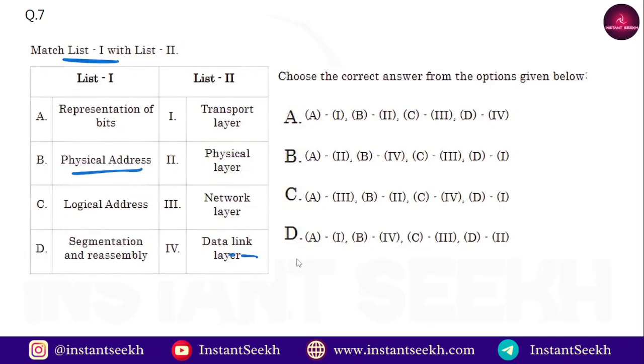Data link layer. Okay, so this option goes for what? Option B. B goes for 4 in which option you can see, and you can eliminate the rest by the time. Here B goes for 4, here B goes for 4, so we can eliminate option A and option C. Now next, logical address.